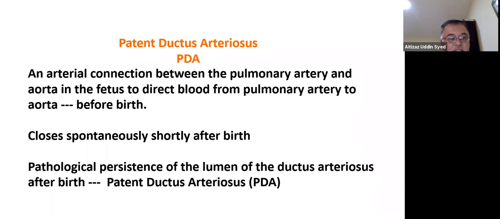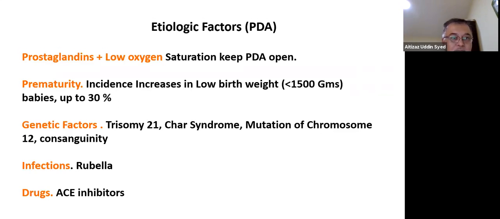And it closes spontaneously after birth, usually within 24 hours, bigger than 90% will be closed after 24 hours. But if it persists with a lumen, then we call it a patent ductus arteriosus. Obviously, if it obliterates, then it becomes a ductus, and we add patent to it if it has a lumen inside. Etiology is that the prostaglandins, which are secreted locally as well as from placenta, and low oxygen saturation, keep the PDA open.